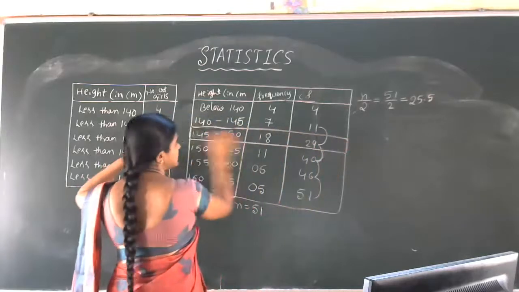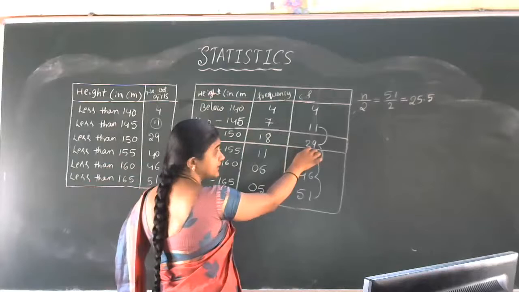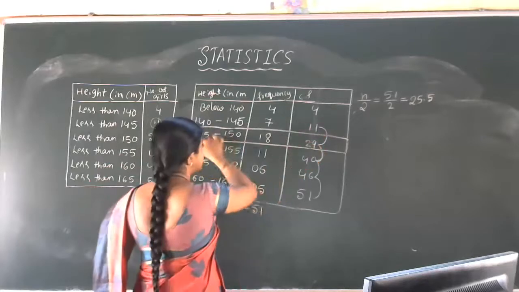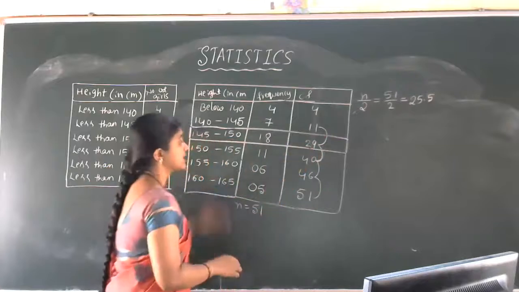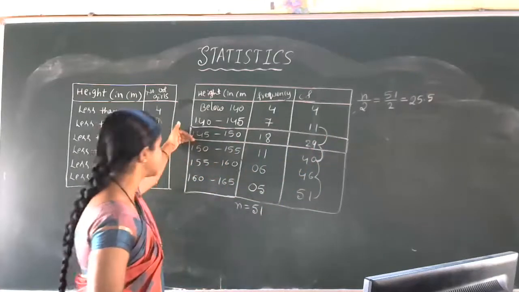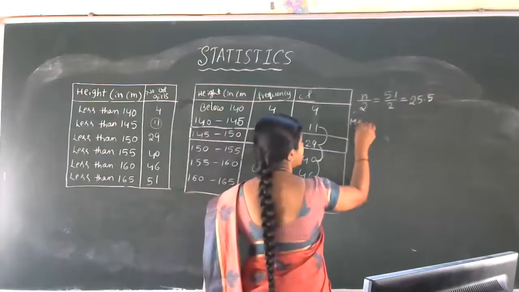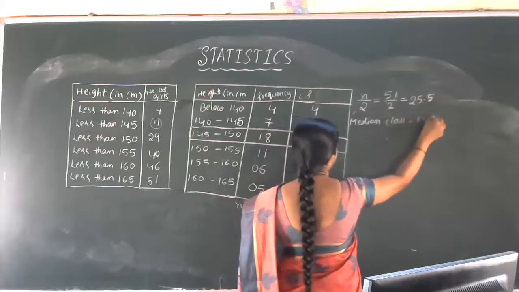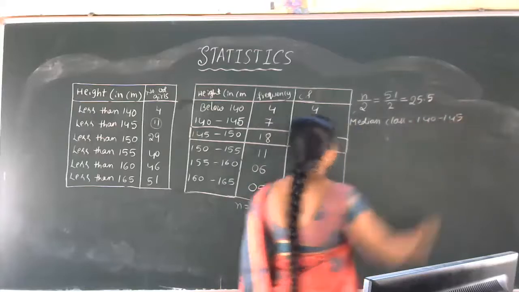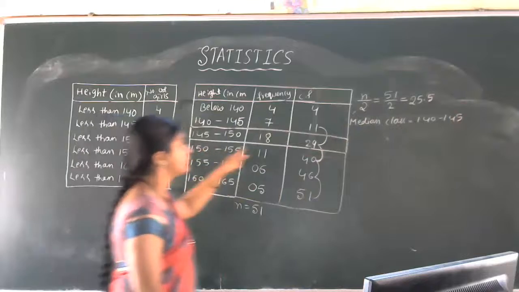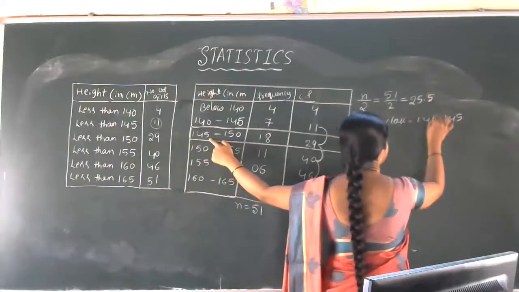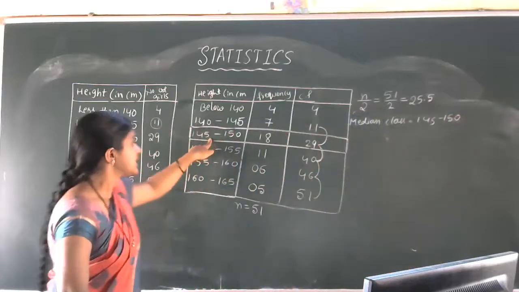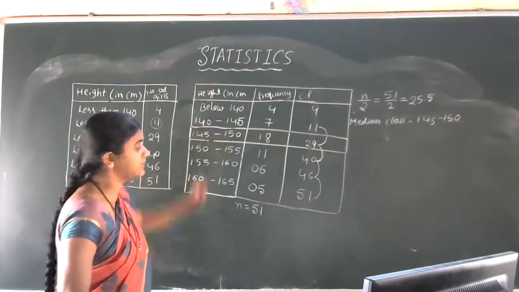Is that clear, students? Up to 29 is here, in the sense that n by 2, which is 25.5, lies in this class interval only. That's why we selected it as the median class. So now we got the median class. The median class is 145 to 150, so you have to mark it like this. Yes, 145 to 150 is the median class.